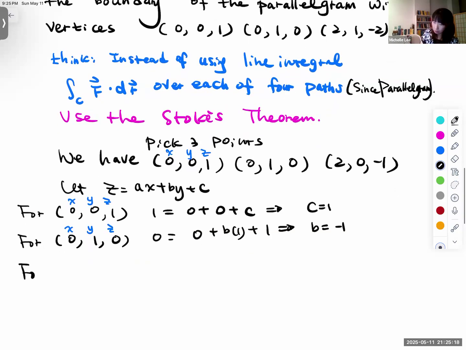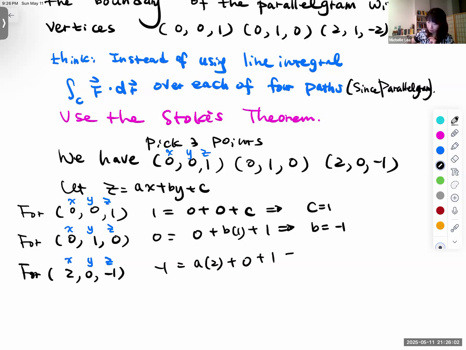Okay, the last one is (2,0,-1). So I need to write it down: z equals negative 1, x equals 2, and y equals 0. And b equals negative 1, right? But y equals 0, right? And c equals 1, the constant term. Okay, then what do we get?